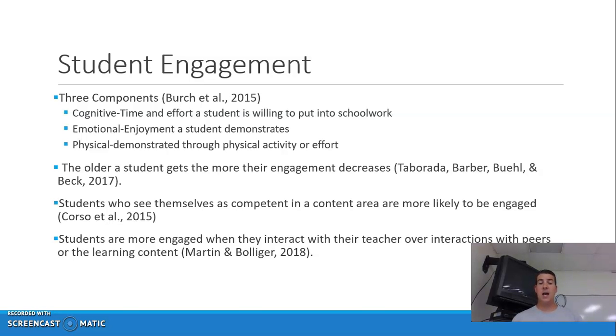Students who see themselves as competent in a content area are more likely to be engaged. So students that understand what's going on in their classroom are going to be more engaged. And students are more engaged when they interact with their teacher over interaction with peers or interaction with the learning, which direct instruction is based on, student to teacher interaction.